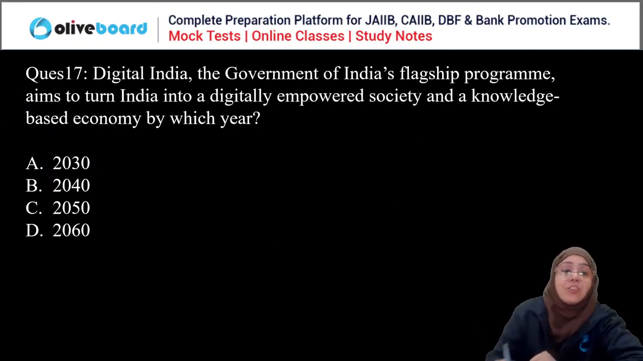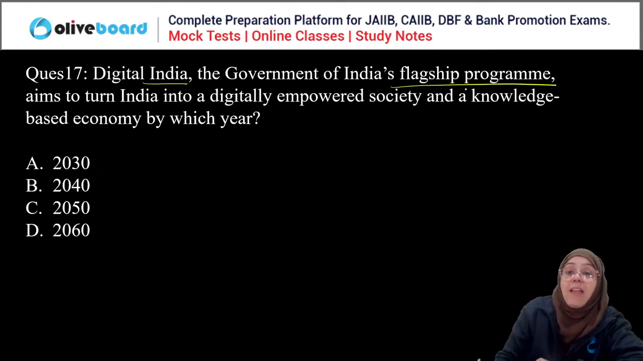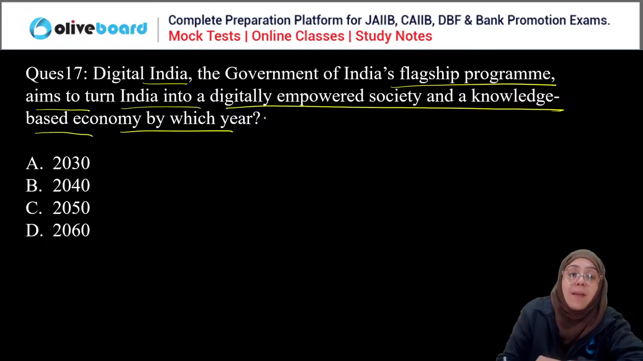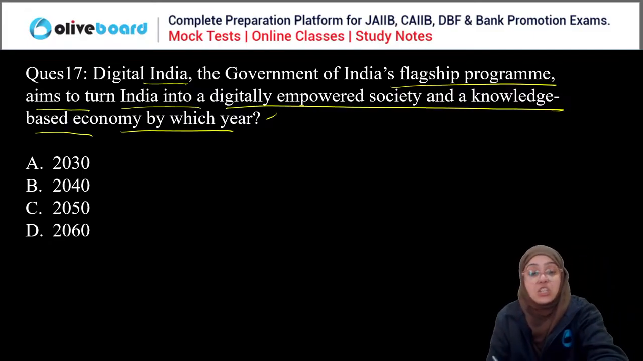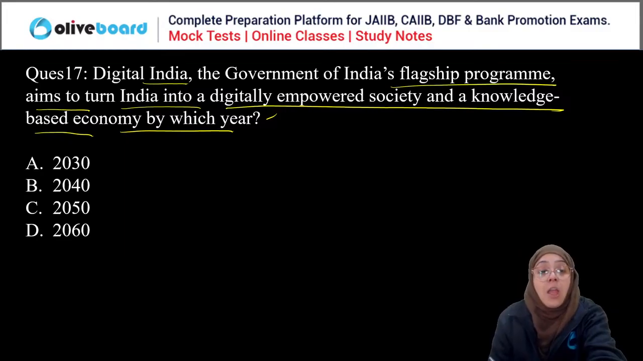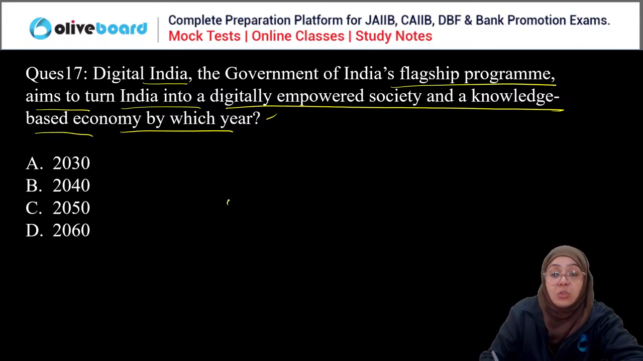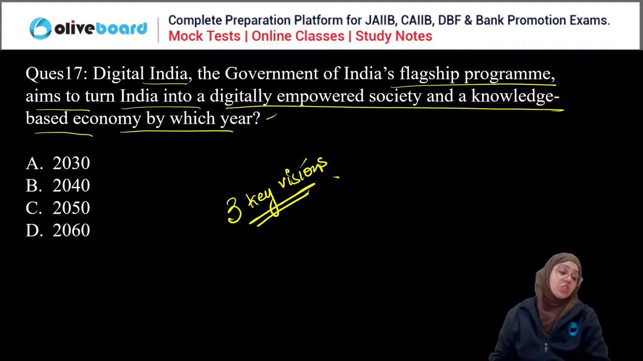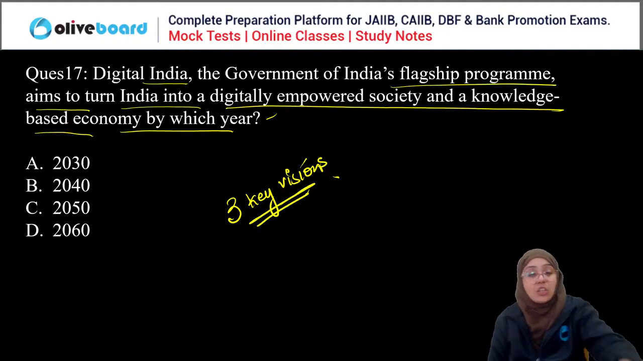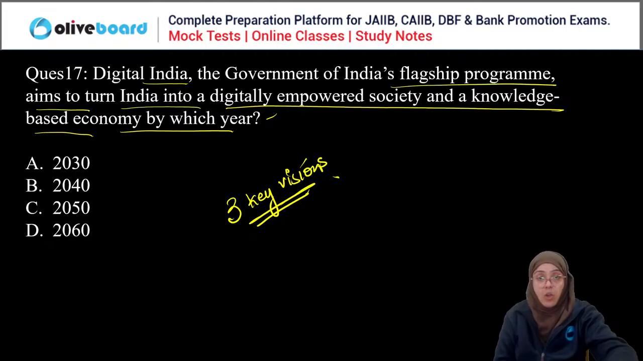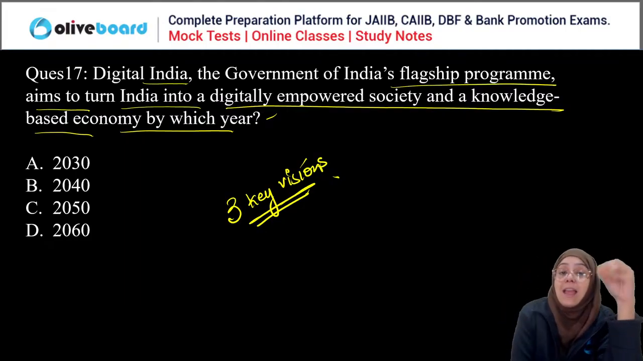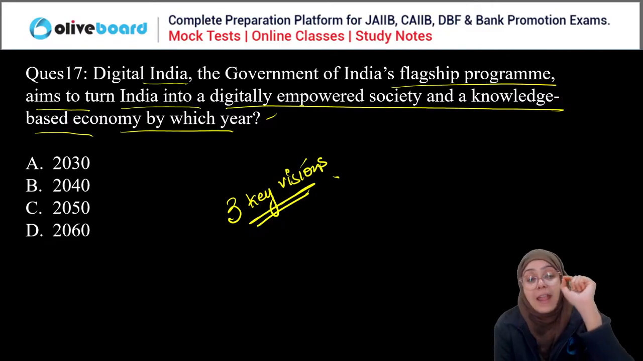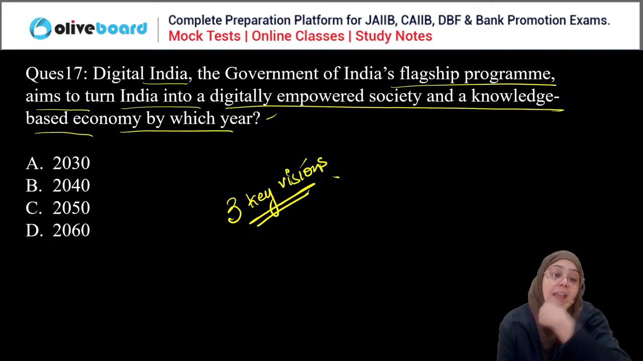Everyone? Next question. Digital India. The government of India's flagship program aims to turn India into a digital empowered society and a knowledge based economy by which year? In the concept of digital India, we have to achieve this target by which year? Now you have to tell me the three key visions of the digital India, also, everyone.